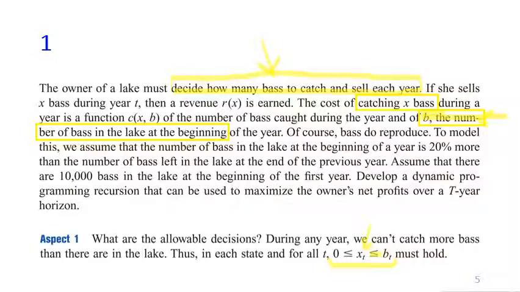Okay, and then you also cannot catch a negative number of fish, so that's why XT must be greater than or equal to 0, or in other words, 0 is less than or equal to XT and XT is less than or equal to BT. So this is how we write that the allowable decision for XT in every year looks like this.